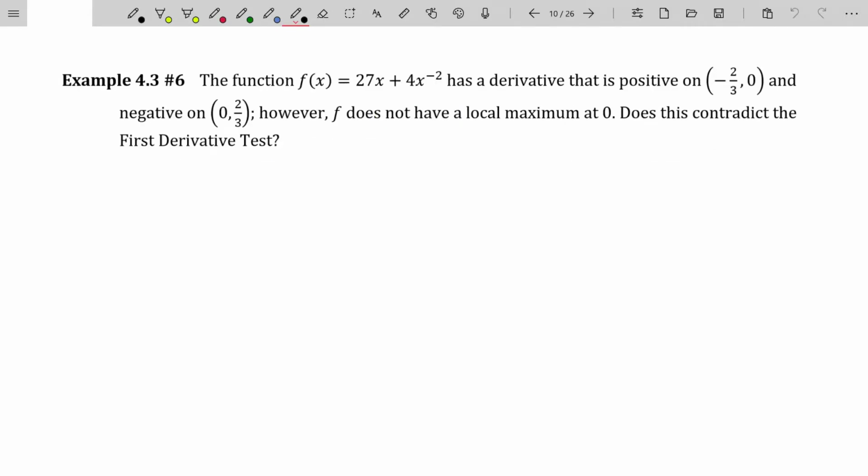As a final example in this video, let's just go ahead and ask ourselves kind of a theory question. The function f of x equals 27x plus 4x to the -2 has a derivative that is positive on the interval -2/3 to 0, and the derivative becomes negative on the interval from 0 to 2/3. So let me give you a visual of this. The derivative is positive, so you have some increasing function from -2/3 to 0. And then the derivative is negative from 0 to 2/3. Now, I'm not claiming that this is the actual graph of this function, so please don't assume that I'm saying that. I'm just saying that this is a visual of what you might think it looks like.